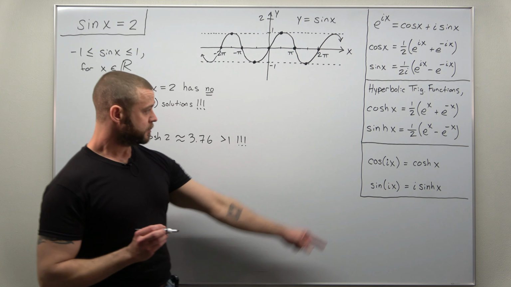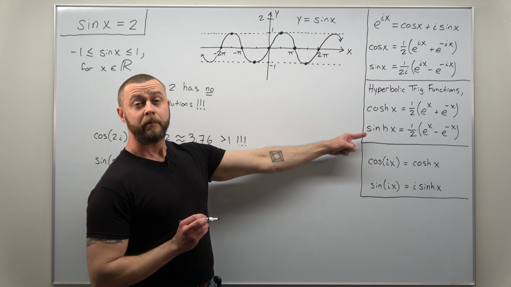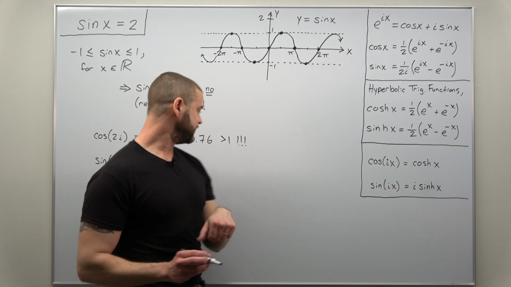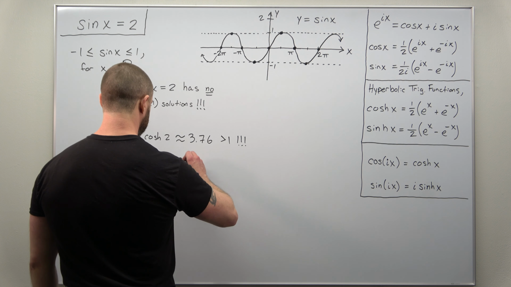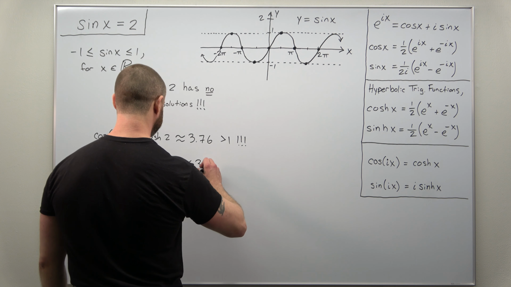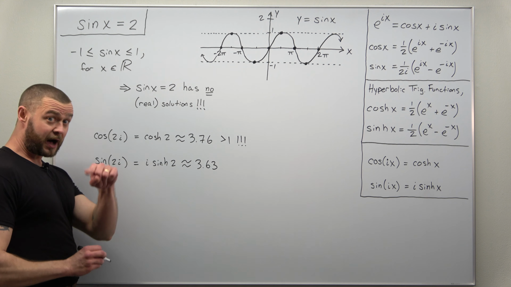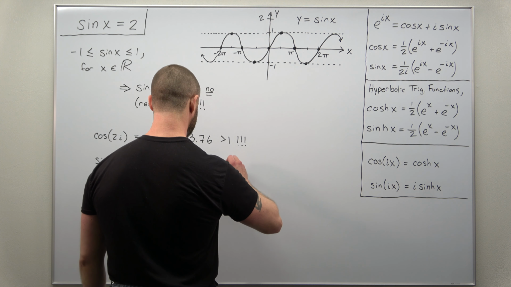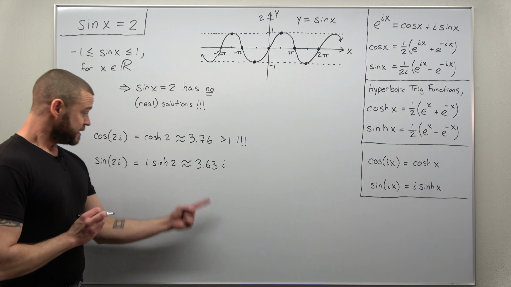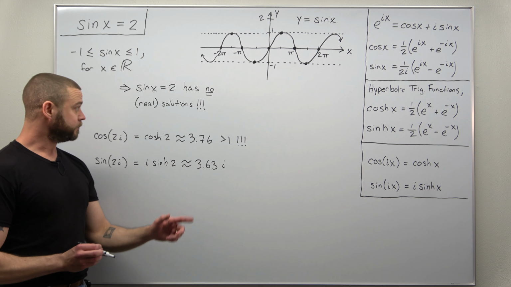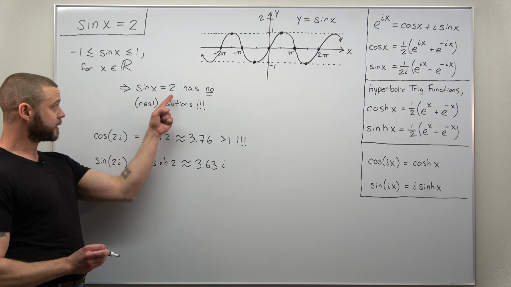And again, you can punch that in. You should find that hyperbolic sine of 2 is about 3.63. So we can say this is approximately 3.63, but times i. And again, the part multiplying i is bigger than 1, getting us into what we're looking for here, like sine of x equals 2.